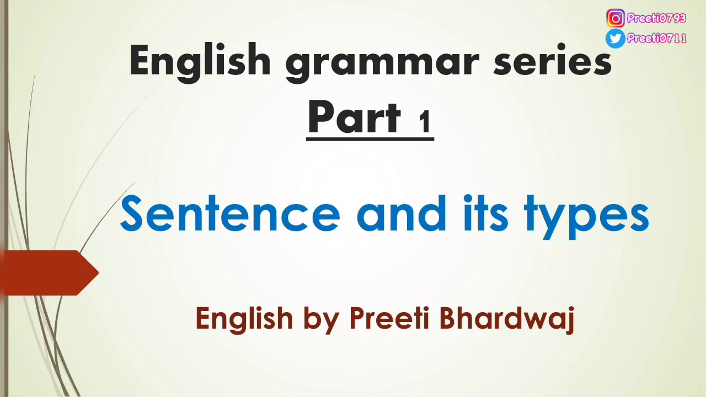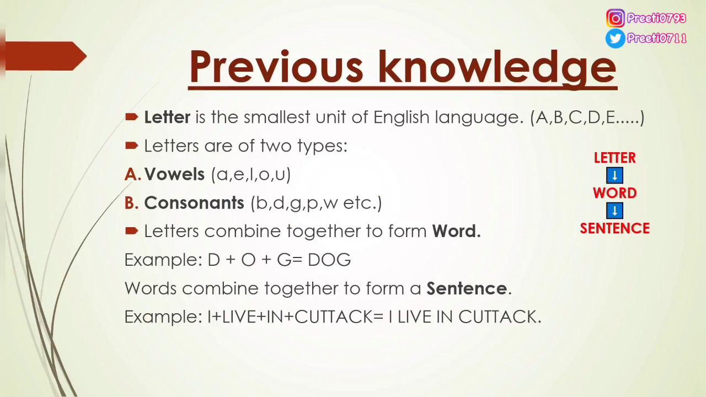With this video, we are beginning the series of English grammar, and the topic for today is sentence and its types. Before beginning with our topic, let us revise a few concepts of English grammar based on our previous knowledge. It says that a letter is the smallest unit of the English language, and we all know that there are 26 letters in English language starting from A, B, C, D, E. Then it says that letters are of two types.